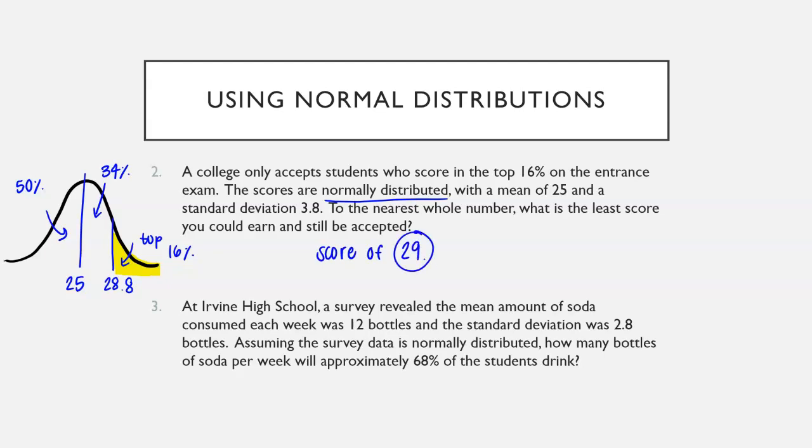3. At Irvine High School, a survey revealed the mean amount of soda consumed each week was 12 bottles and the standard deviation was 2.8 bottles. Assuming that the survey is normally distributed, how many bottles of soda per week will approximately 68% of the students drink? Again, we know that this is a normal distribution. We also know that the mean amount of soda consumed was 12 bottles with a standard deviation of 2.8.